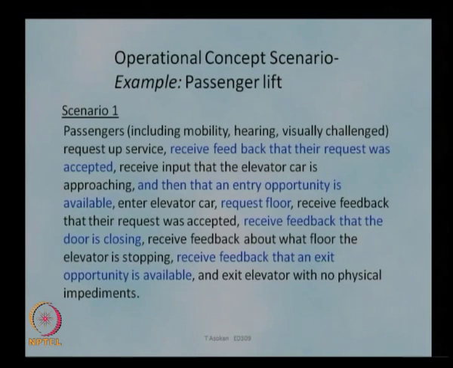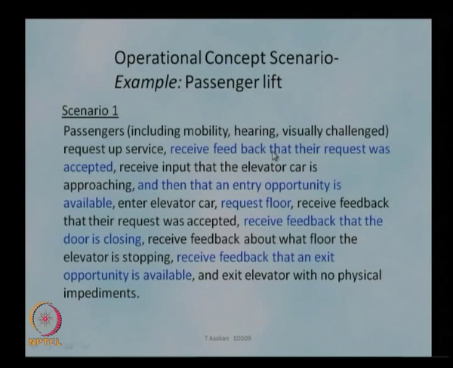So, we will explain that the passengers, including mobility, hearing and visually challenged, request up service. We are trying to include the differently abled people also, because the requirements to be met in the elevator will be different if we are not providing for this particular requirement. So, we are including that also here. The passengers, including the differently abled people, request the up service or down service.